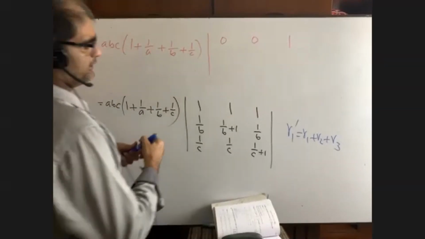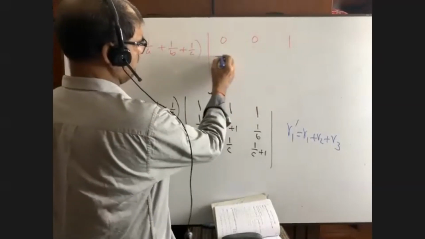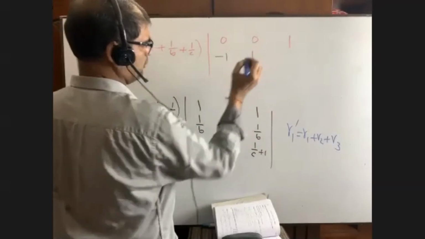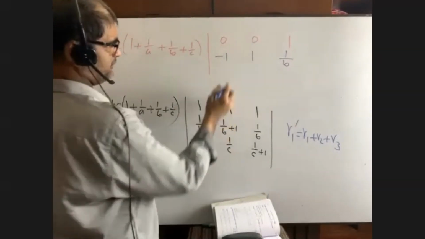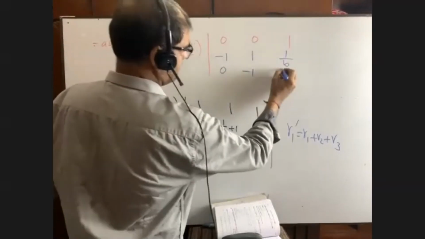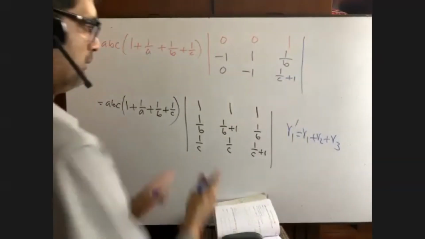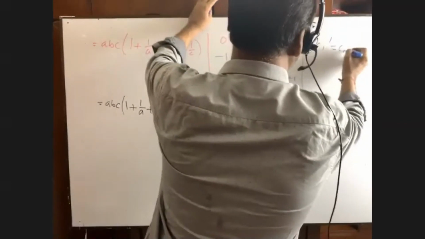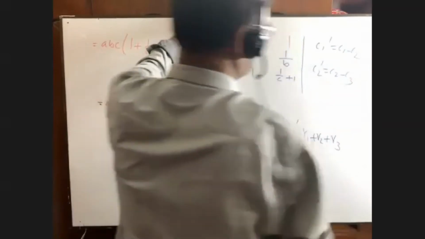In the second row, this will be subtracted, and we will be left with minus 1. This will be subtracted, and we will be left with only 1. And this is 1 by B. This will be subtracted, it is 0. This will be subtracted, minus 1, and it is 1 by C plus 1. Actually, what I have done is column to column, this minus this. So column 1 equals column 1 minus column 2. Column 2 equals column 2 minus column 3.